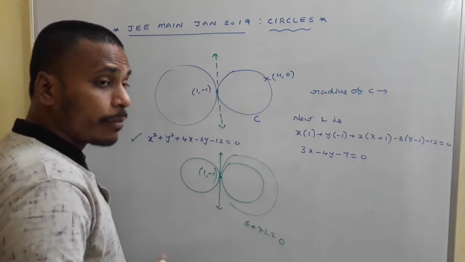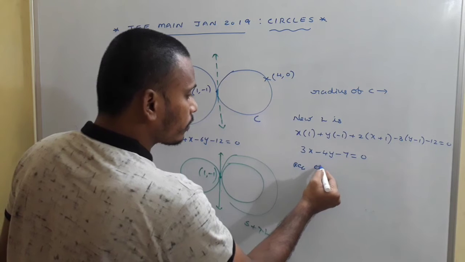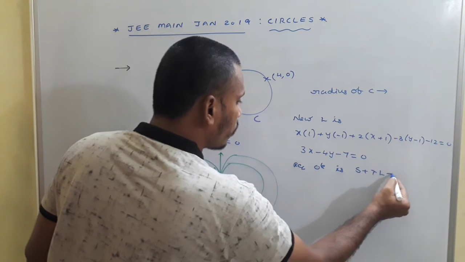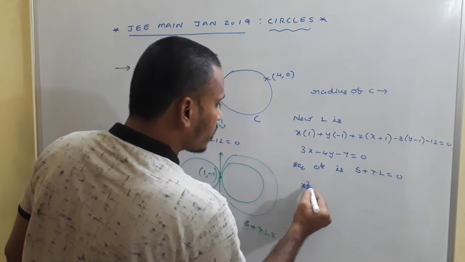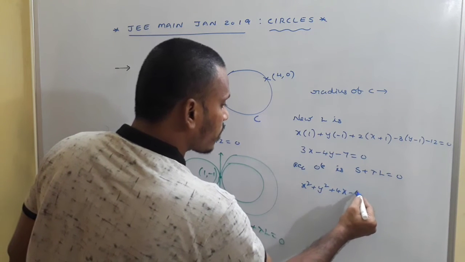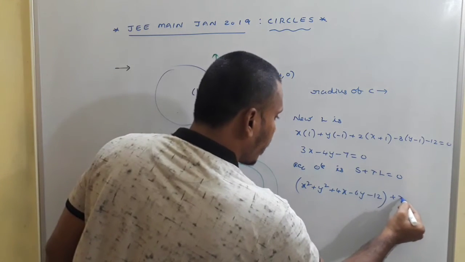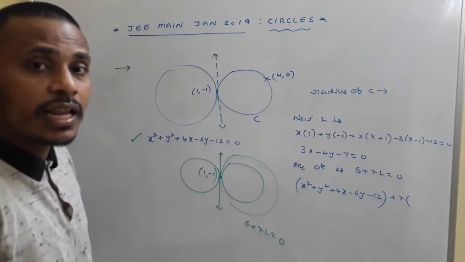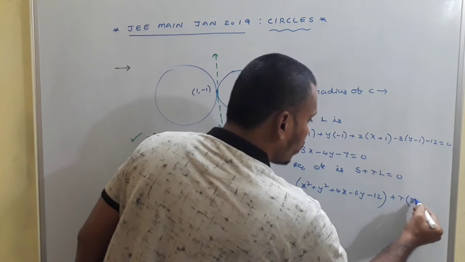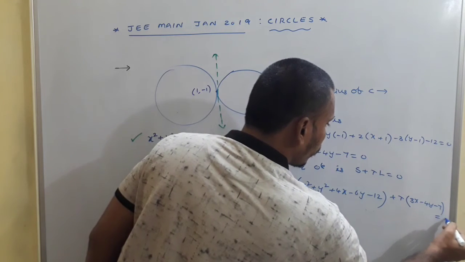Now s plus lambda l is equals to 0. The required circle is s plus lambda l is equals to 0, where s is x square plus y square plus 4x minus 6y minus 12, plus lambda into l. What is l? L is this equation of tangent which we have now. What is it? 3x minus 4y minus 7 is equals to 0.